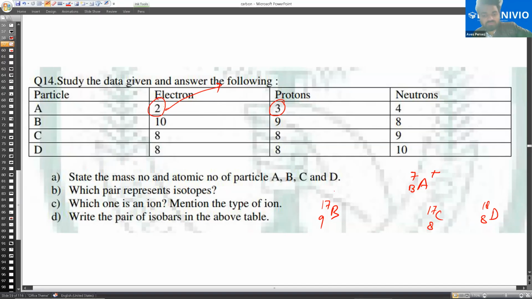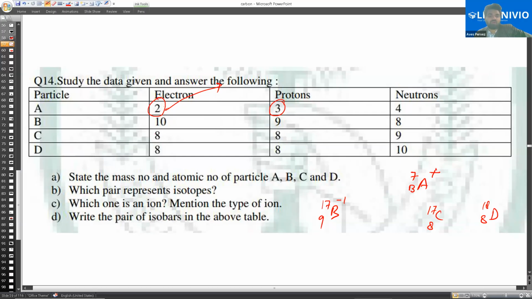B, yes, sir, minus charge. What is the charge on B? Minus 1, because it has a greater number of electrons than number of protons. So electrons is 1 more, that will be -1 charge. Okay. Next.